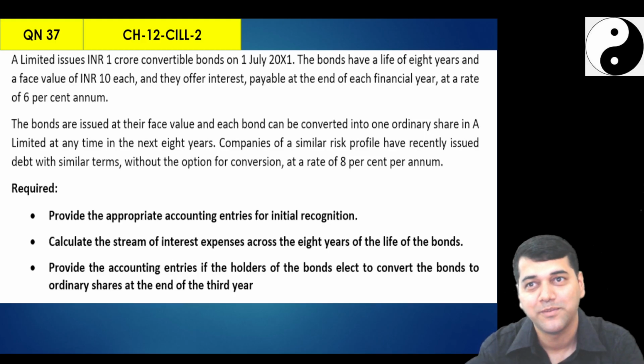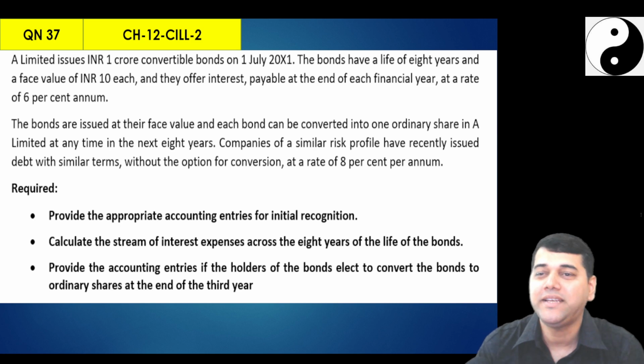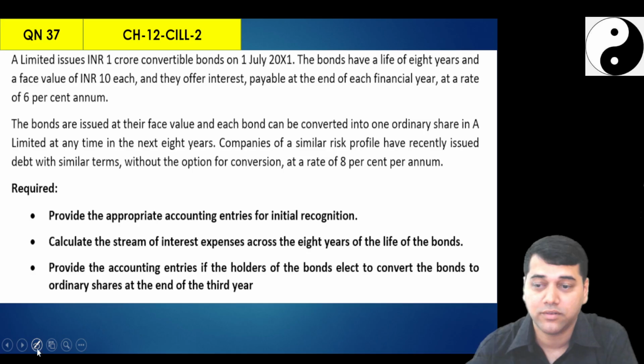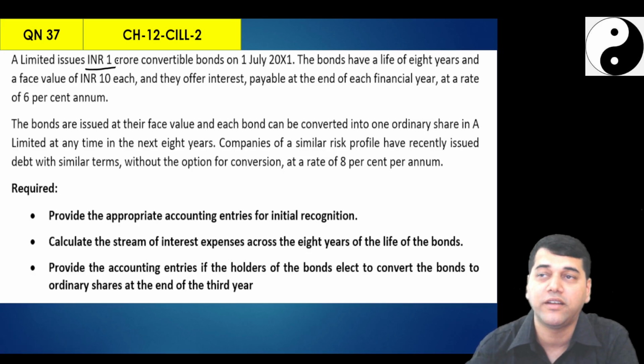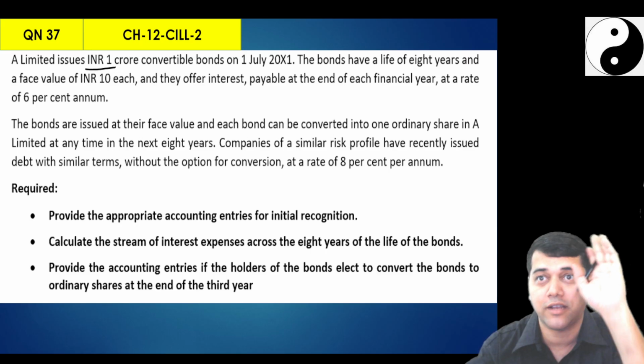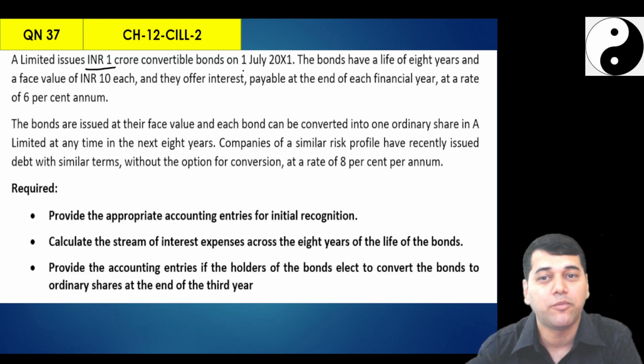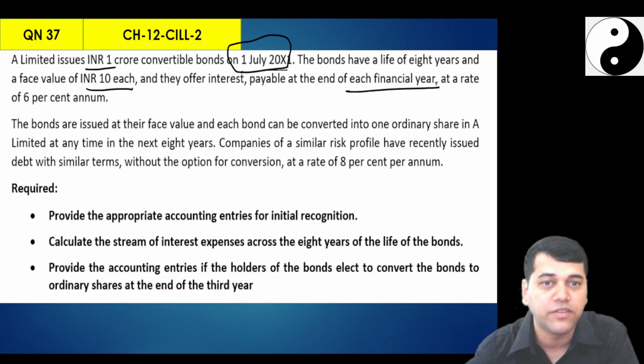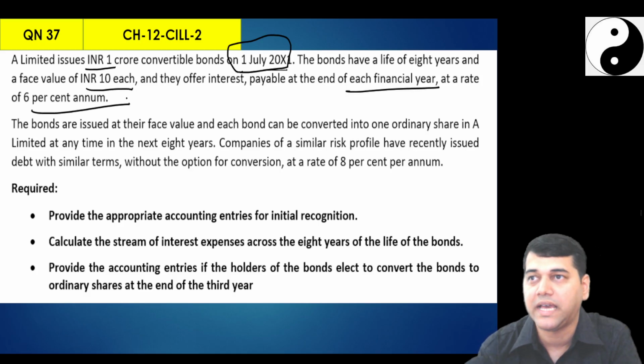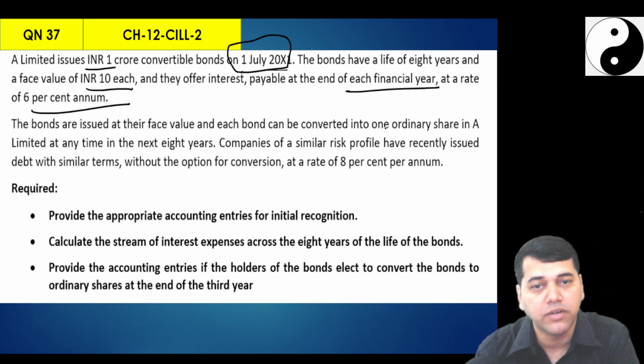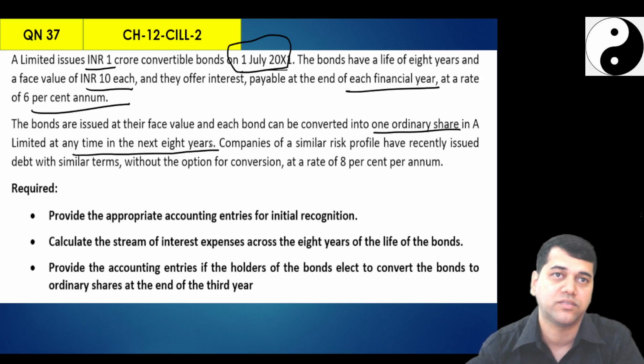Yes, Kruti? Perfect, no? A Limited issues INR 1 crore. Somewhere they will tell you the number, and that number also they say INR 1 crore. Convertible bonds on 1st of July. The bonds have got a life of 8 years. Face value was 10 years. They offer interest payable at the end of the financial year at the rate of 6% per annum. The bonds are issued at the face value and can be converted into one ordinary share at any time in the next 8 years.